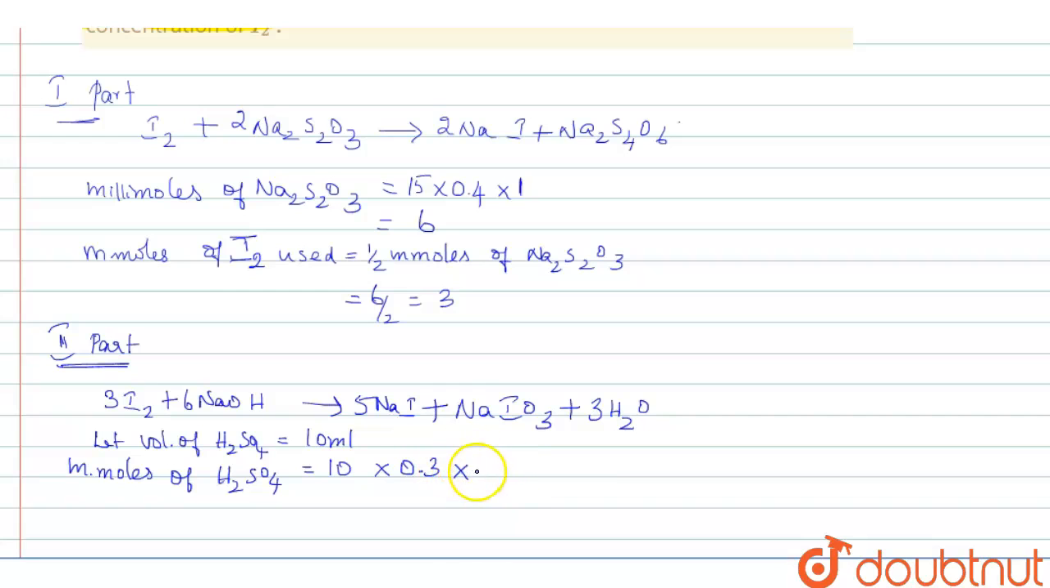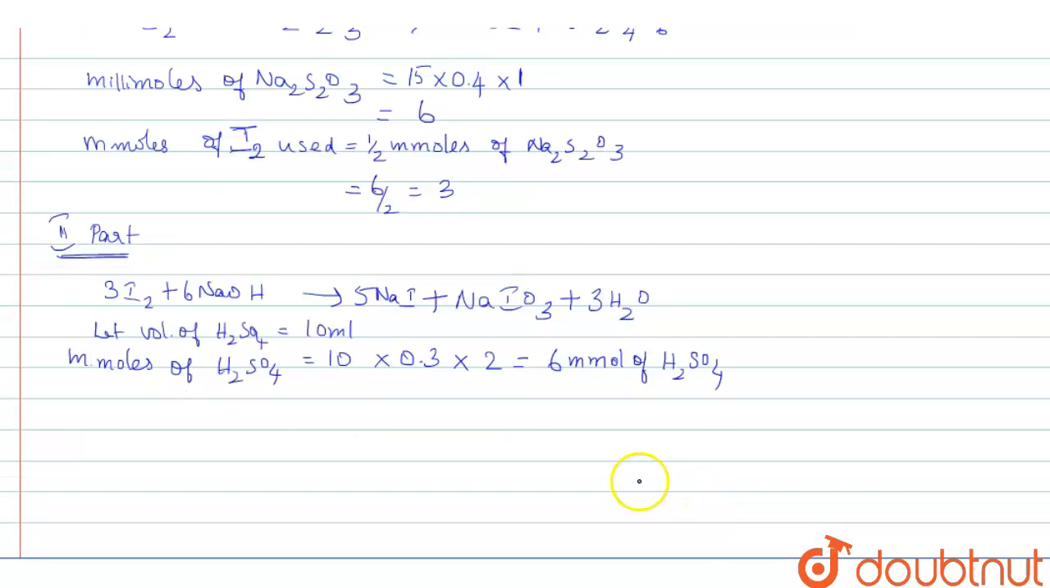So I substitute here 10 into the concentration of H2SO4, 0.3, and from the reaction, for complete neutralization, since H2SO4 is dibasic and NaOH is monobasic, it is a 2 to 1 ratio, so I multiply by 2. That gives 6 millimoles of H2SO4 used. Next, the millimoles of excess NaOH will be the same as the millimoles of H2SO4, equal to 6 millimoles.